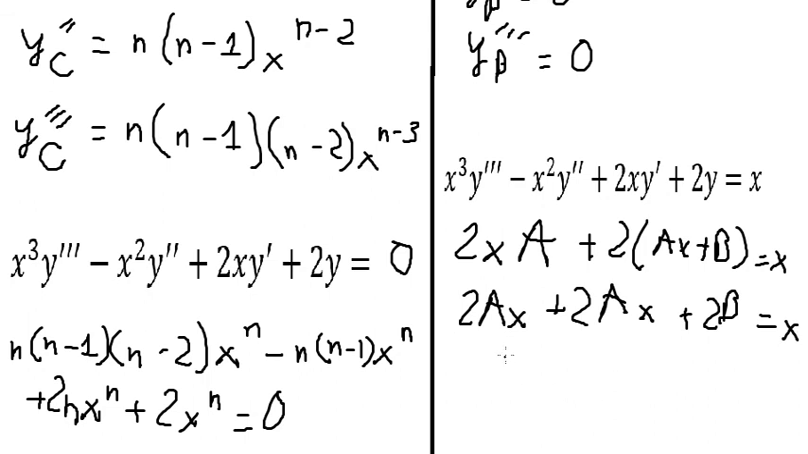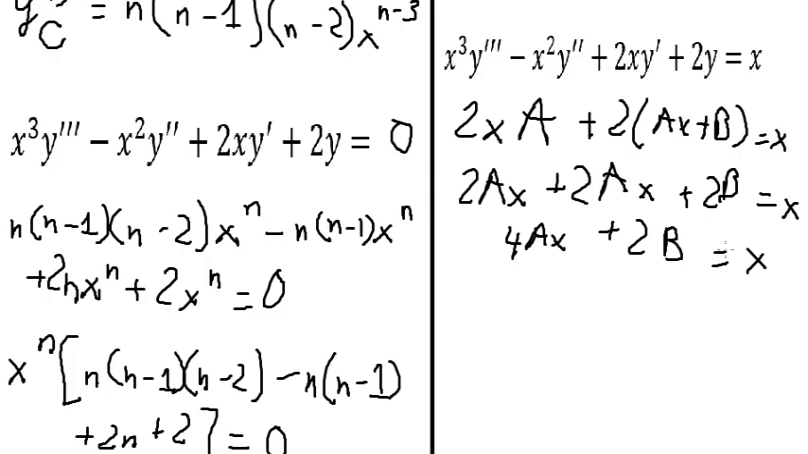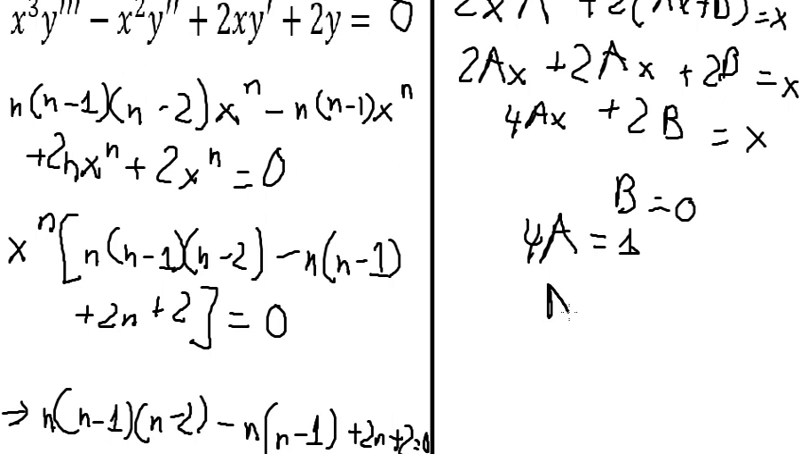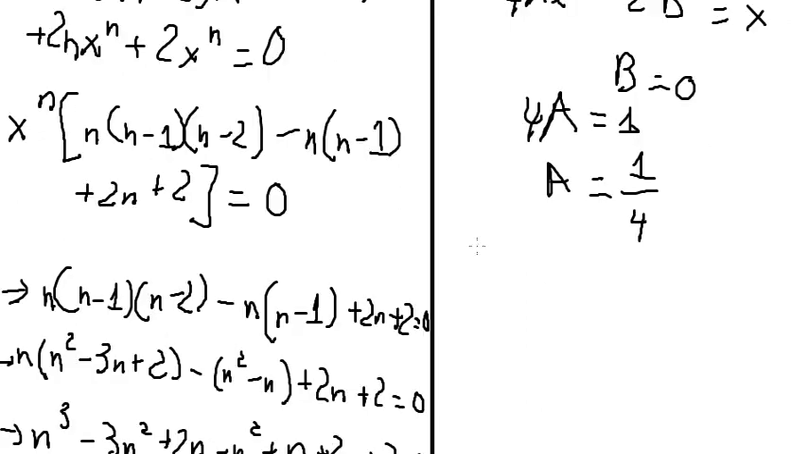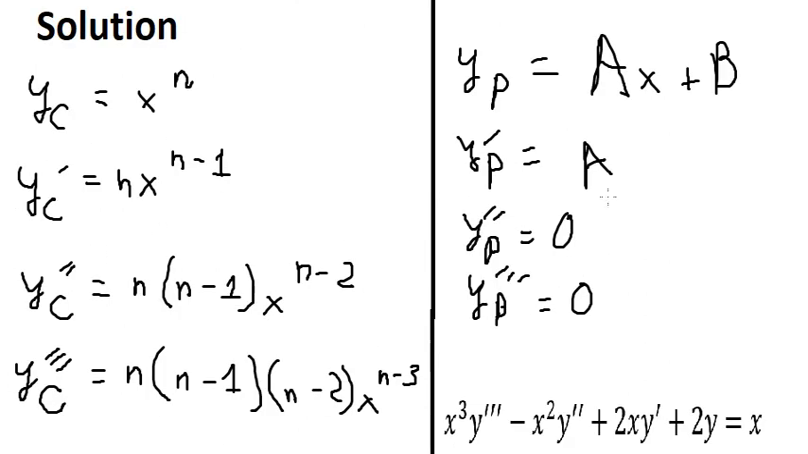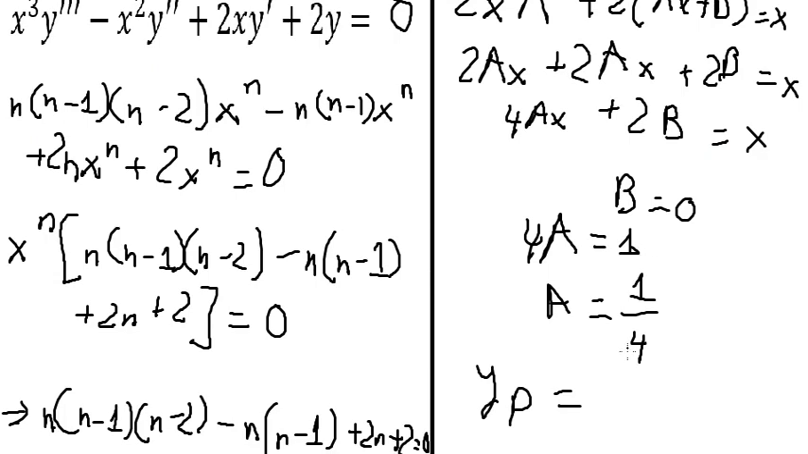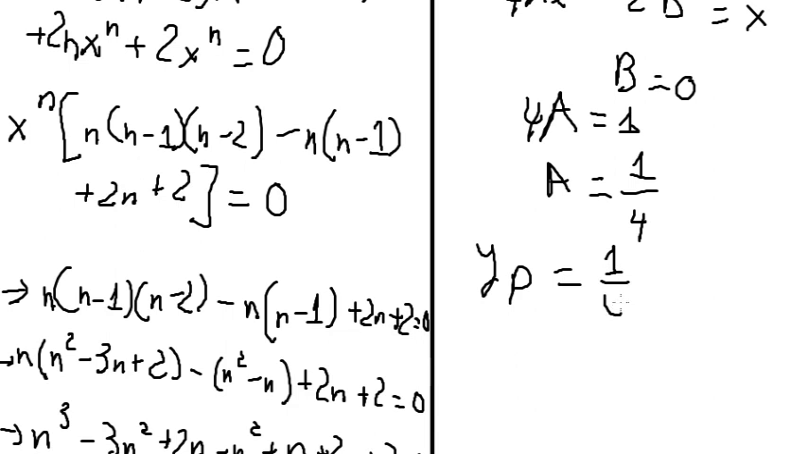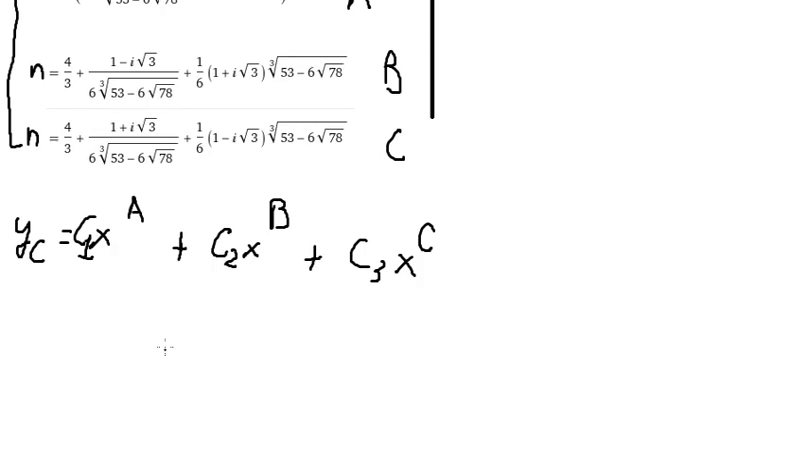This one you get 4as. So in this one we just have s, that's number 1. We don't have a constant number, so b equals 0. 4a equals 1, so we divide both sides by 4, and we get 1 over 4. So for yp here, we have only this one, that's 1 over 4 s. And now we have the final answer.